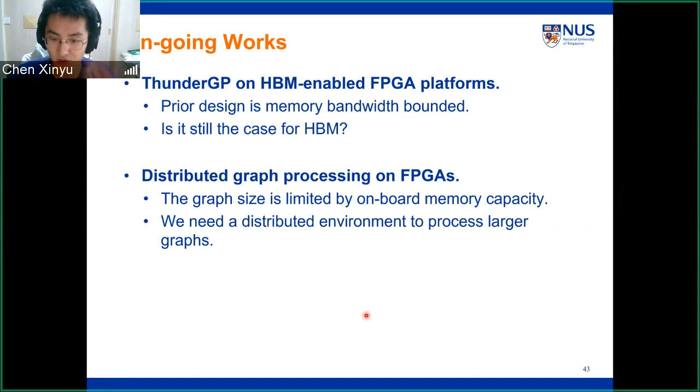Another potential direction can be distributed graph processing, because at this moment graph size is still limited by the onboard memory capacity. The FPGA board can only have limited DRAM size. So if we want to process a really large graph, like a graph as large as the human brain, then we actually need a distributed environment to process it.